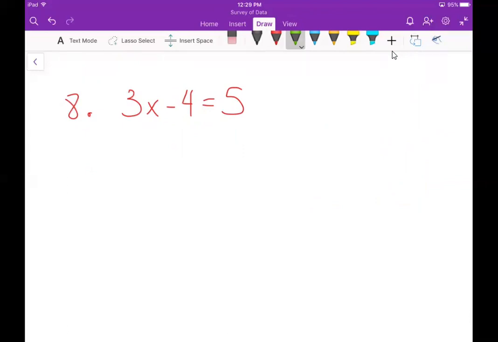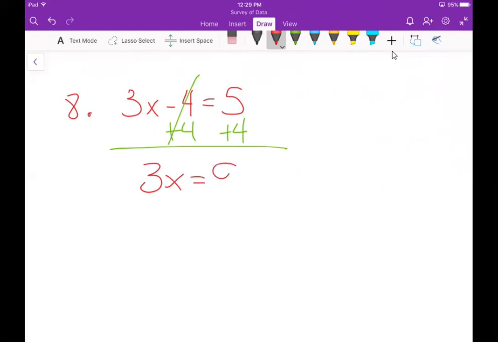Okay, so what we're going to do is always get the x term by itself first. So we will not divide by 3 first. We want to get that whole x term by itself first. So in order to do that, we are going to add 4 to both sides. That will easily cancel the subtraction of 4, leaving us with 3x, the x term by itself on the left-hand side, and 9 after we take 5 plus 4 on the right-hand side.